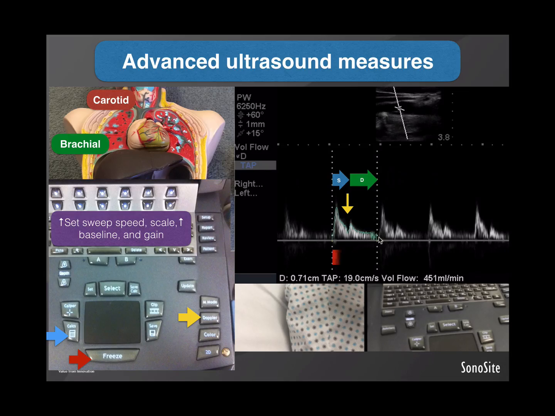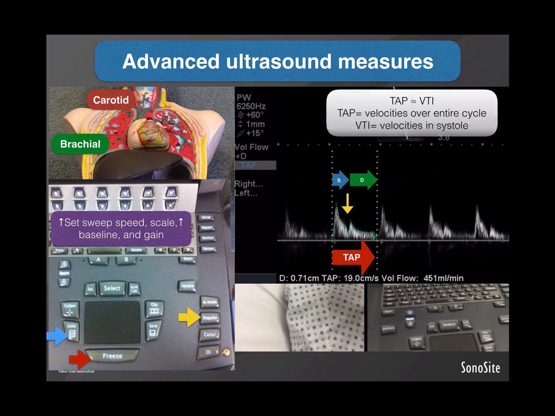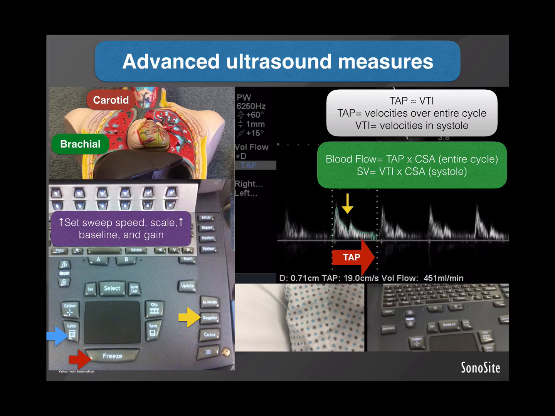This is similar to the velocity time integral in that it's the sum of all velocities that flow through that blood vessel. The difference is that the TAP represents all the velocities over the entire cycle, whereas the VTI represents velocities only during systole. Blood flow calculation uses the sum of velocities multiplied by the cross-sectional area. Just note that the TAP represents blood flow through the entire cardiac cycle, whereas stroke volume is only for systole.